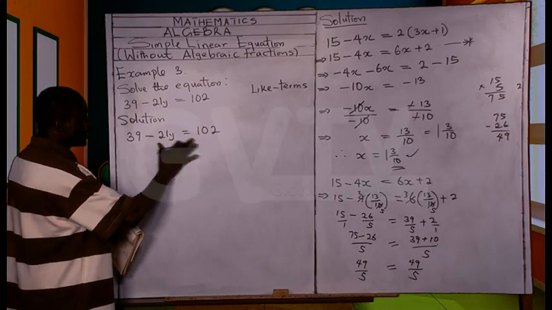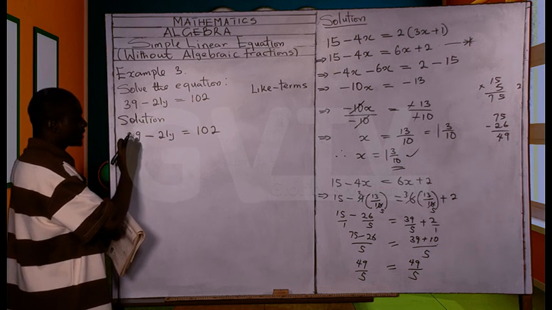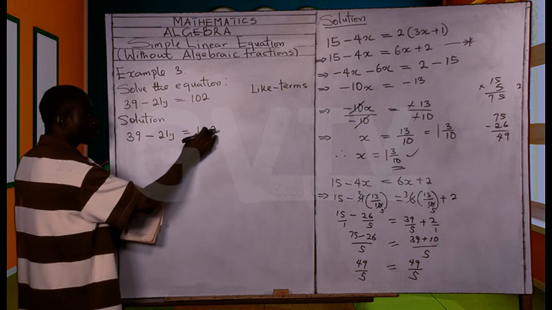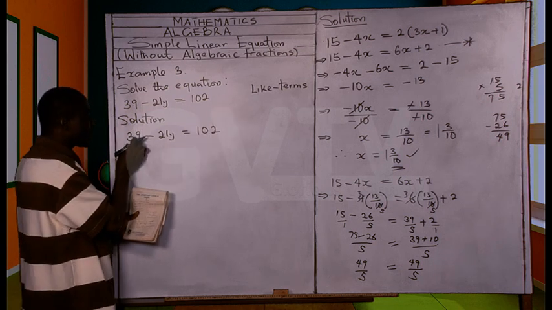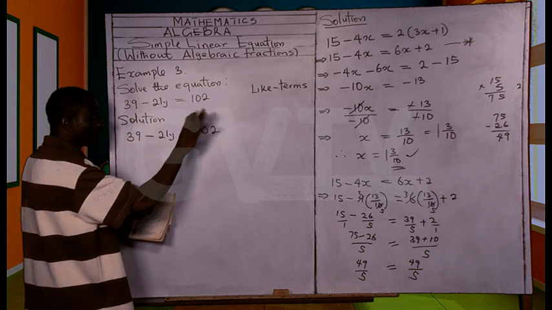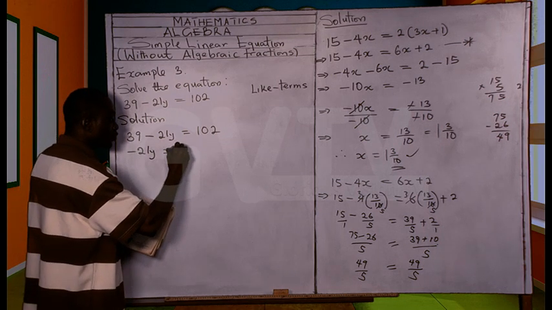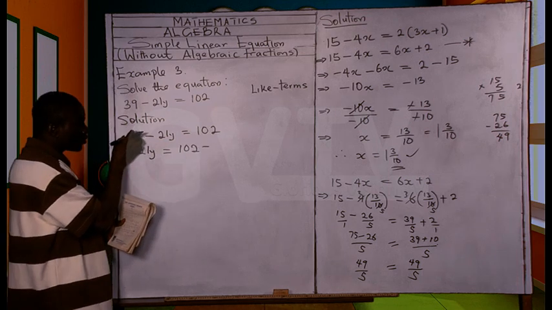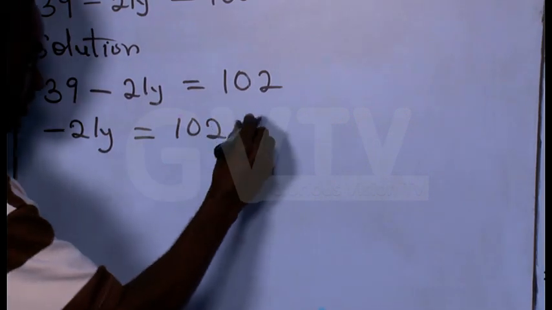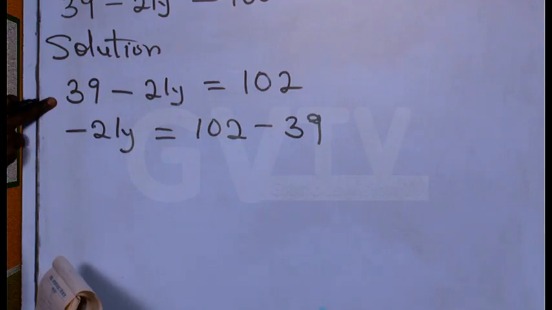Now, with this, we have minus 21y. 39 and 102 are like terms. So this 39 will go and meet this one, because 102 is without a variable, and 39 is as well without a variable, without a letter. So it will go and meet its family. So we have minus 21y equal to 102 minus, because it is going to the other side, crossing this bridge, this equal sign, it will make it negative 39. This 39 here is a plus, a positive.